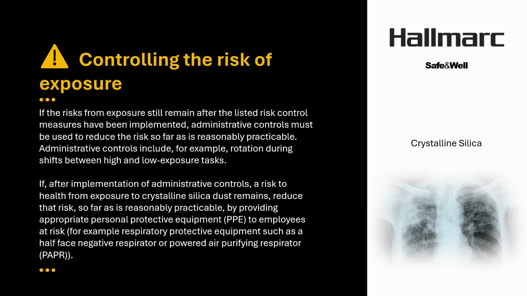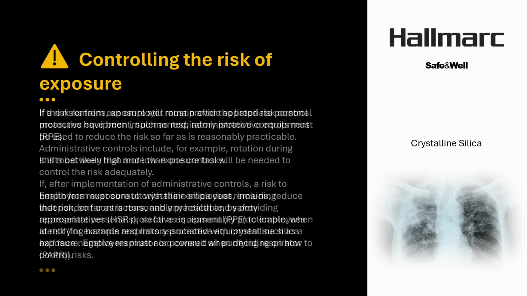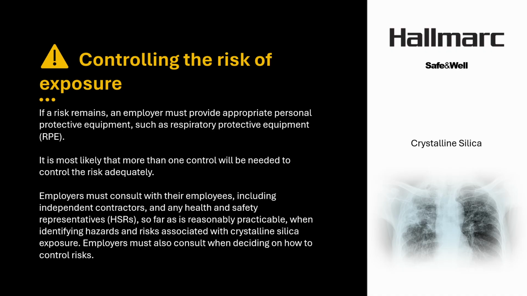If, after implementation of administrative controls, a risk to health from exposure to crystalline silica dust remains, reduce that risk, so far as is reasonably practicable, by providing appropriate personal protective equipment to employees at risk, for example respiratory protective equipment such as a half-face negative respirator or powered air purifying respirator. If a risk remains, an employer must provide appropriate personal protective equipment, such as respiratory protective equipment. It is most likely that more than one control will be needed to control the risk adequately.